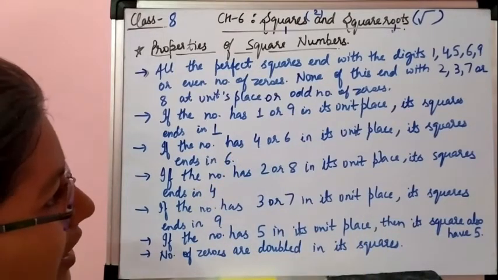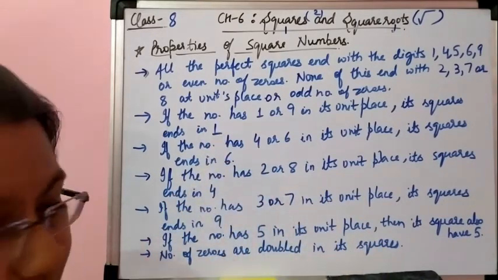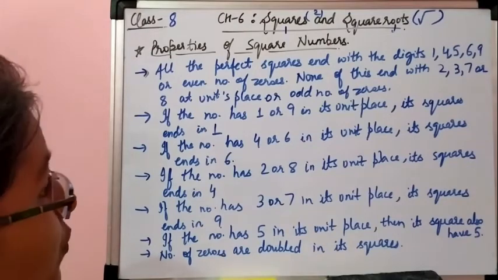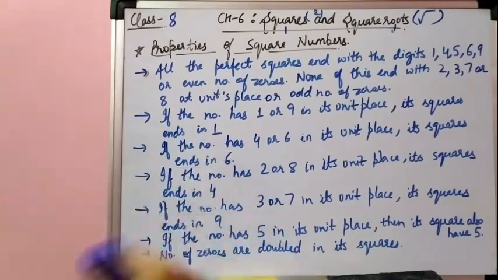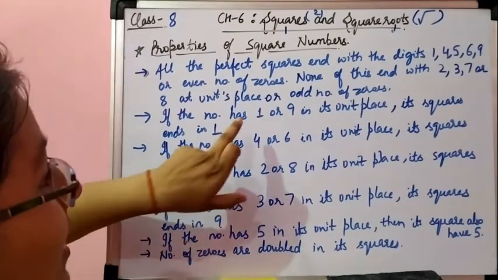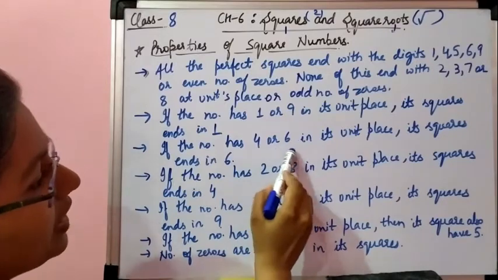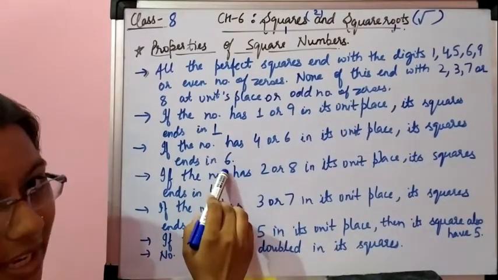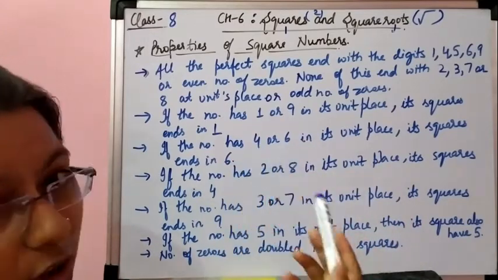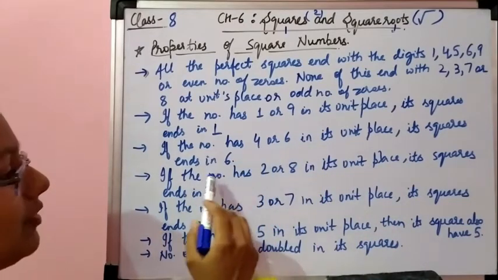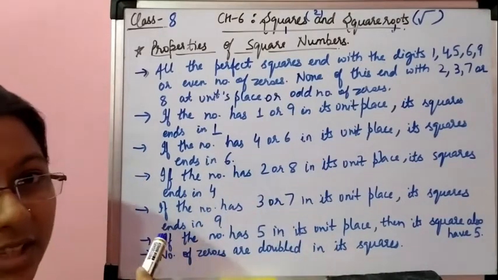Now the second property: if the number has 1 or 9 at its unit place, then whenever you square it, what will come at its last place? 1. You can say the opposite also: if the number is a square with 1 at its unit place, then when we take the square root, it can have 1 or 9. Similarly, if the number has 4 or 6, then on squaring you get 6, but if the square is 6, then on taking the square root you get 4 or 6.